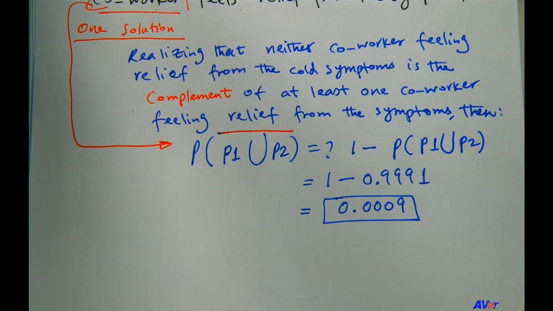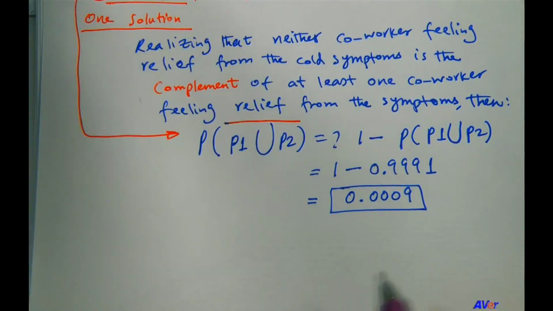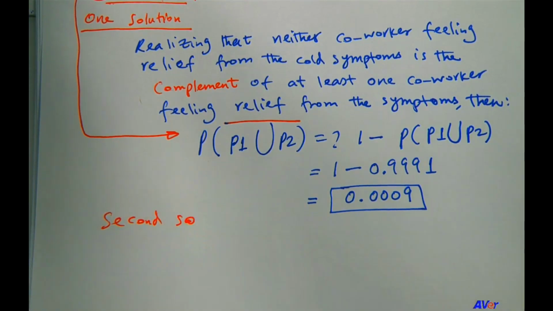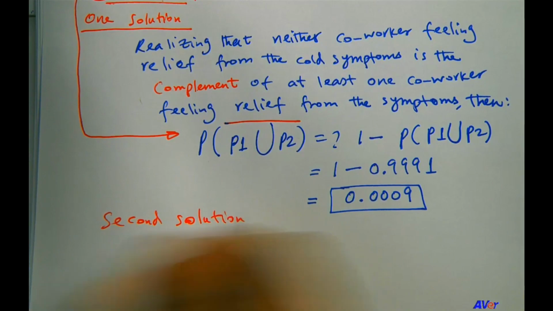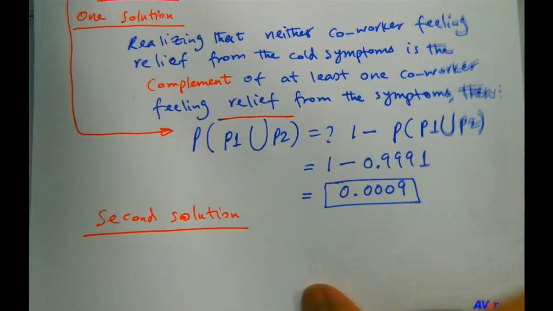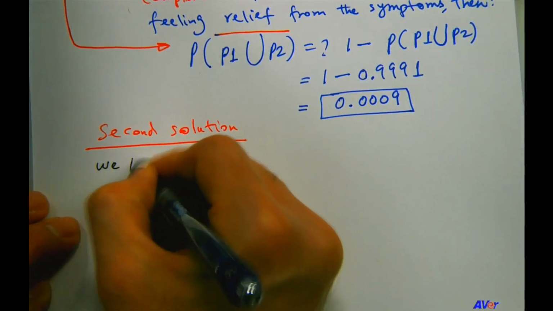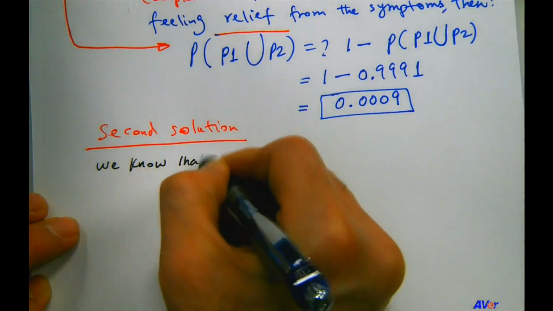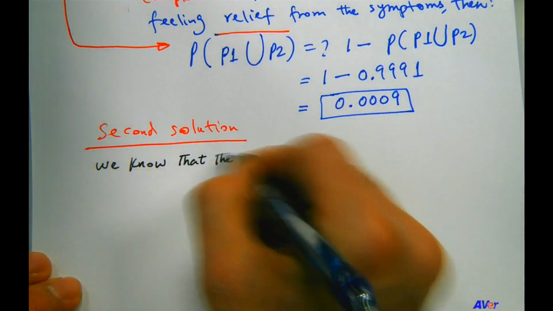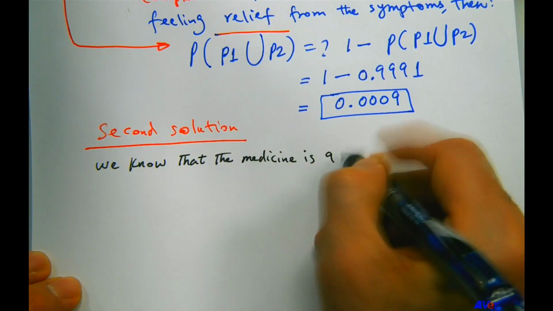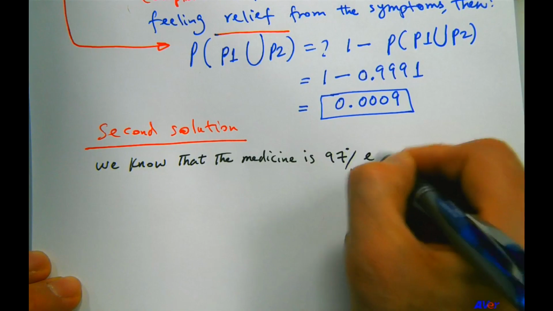Okay, so I said there's two solutions that you can use, and you're welcome to use either way. If one way makes more sense to you than the other one, you can do that. So second solution would be this. So we know that the medicine is 97% effective, right?